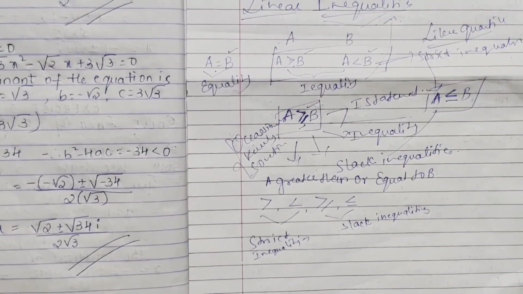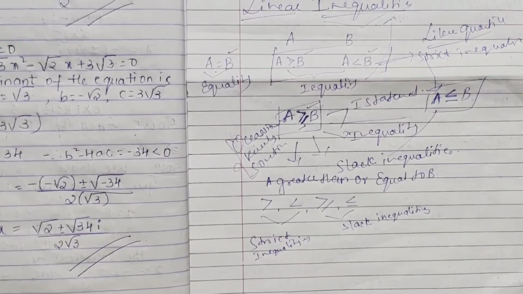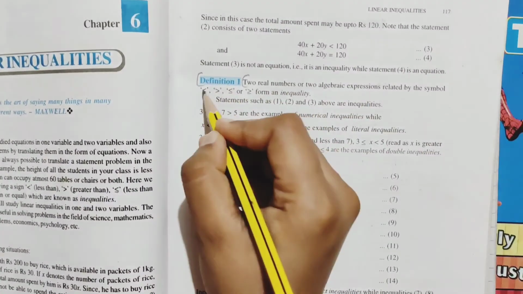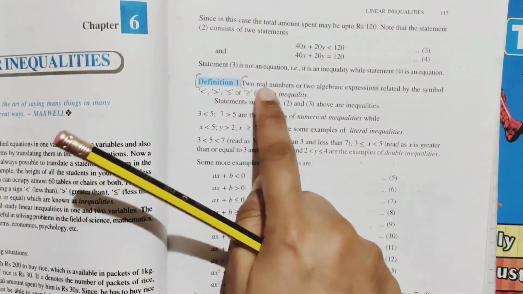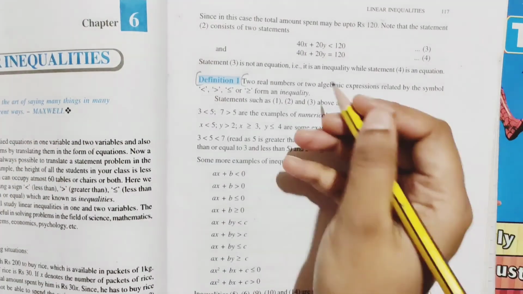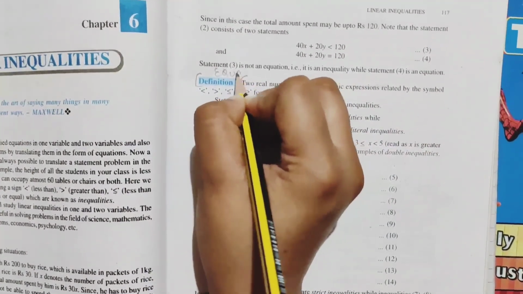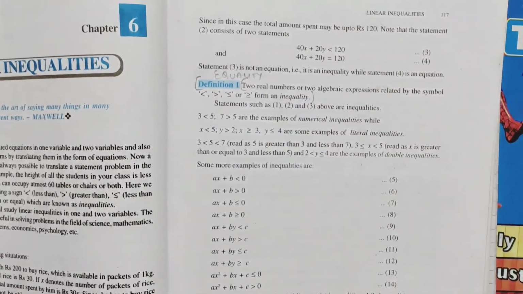Based on this, now a little further, you can write the definition. Okay, write down this definition. For linear inequality: two real numbers or two algebraic expressions related by the symbols form an inequality. This is your inequality definition. Write this in your notes.